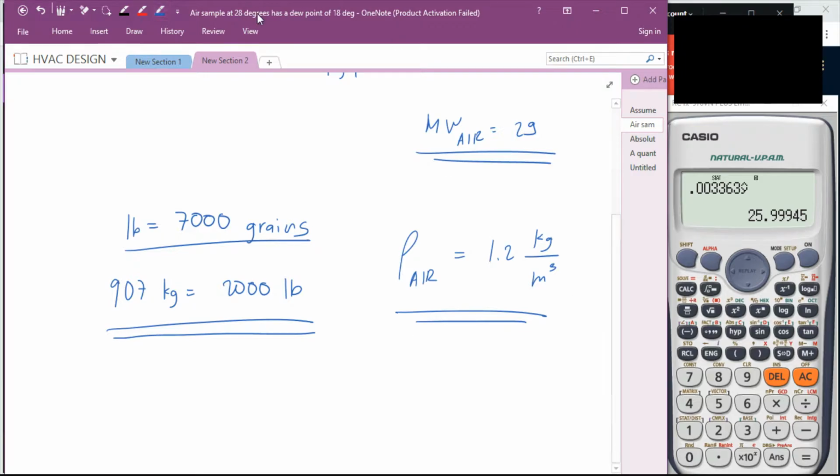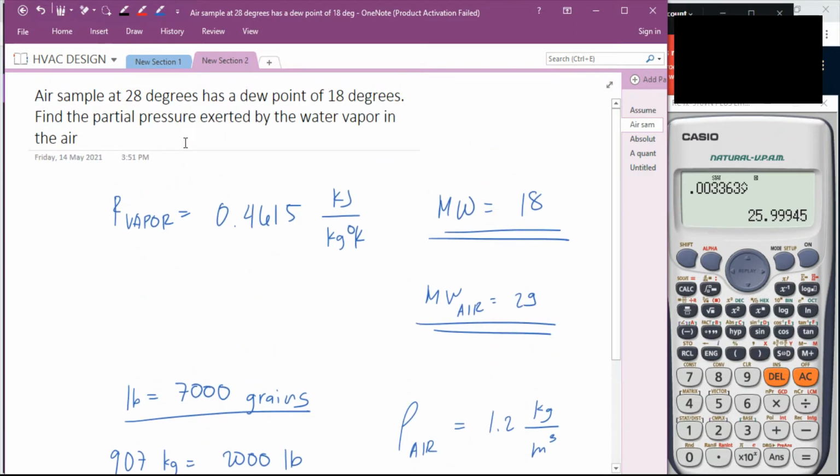Okay? So let us go to the sample. An air sample at 28 degrees, hindi sinabi kung dry bulb or wet bulb. So as is, that is dry bulb, kung hindi sinasabi sa problem, has a dew point of 18 degrees Celsius. Find the partial pressure exerted by the water vapor in the air. Hinahanap na naman natin si partial pressure exerted.